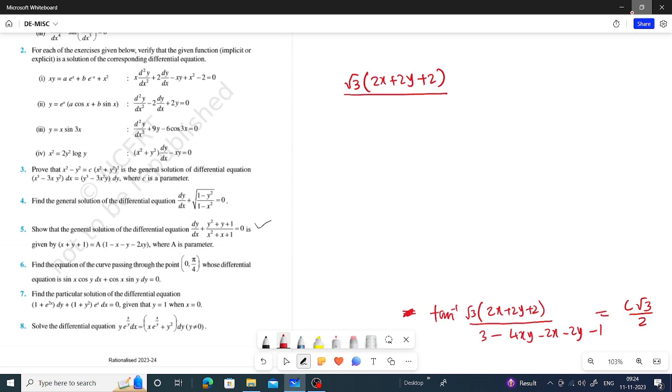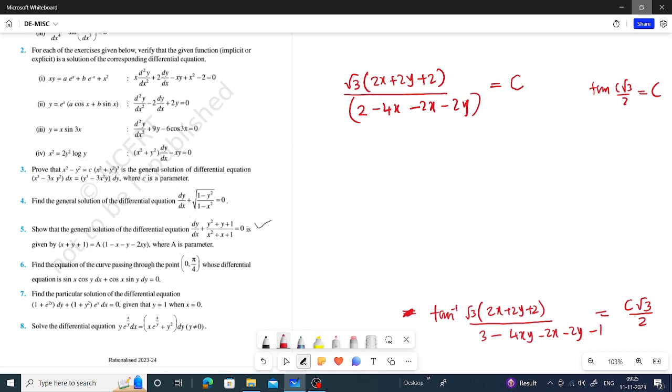3 minus 1 is 2. 2 minus 4x minus 2x minus 2y is equal to, this tan inverse goes there, then it becomes tan c root 3 by 2. So that is again a constant, a new constant, we call it as capital C. So far we took it as small c, so now tangent of c root 3 by 2, we replaced it as capital C, so we got a constant here.